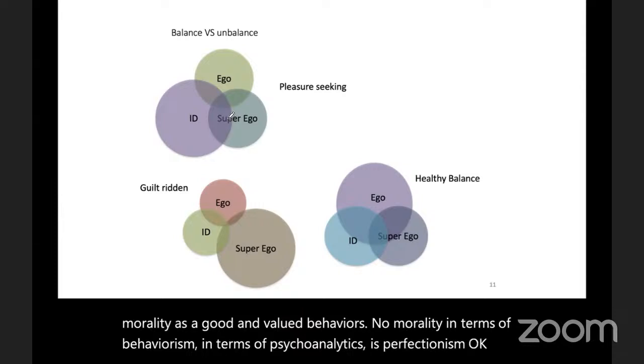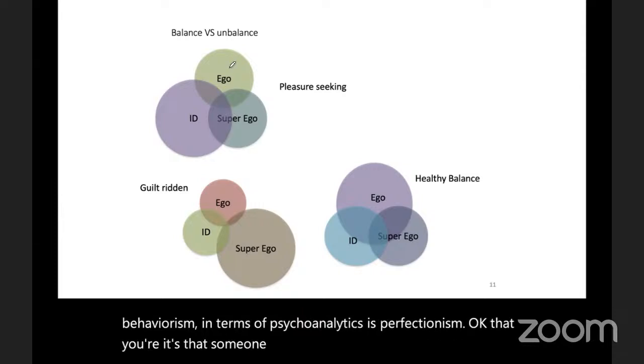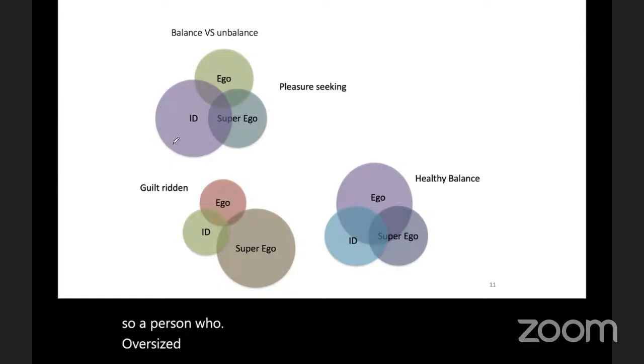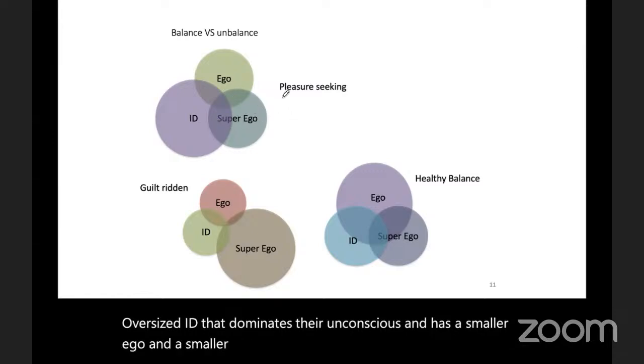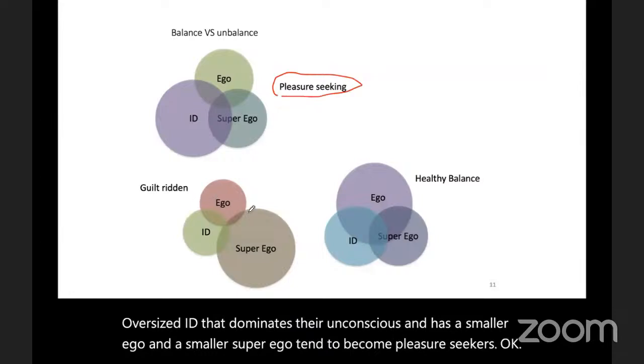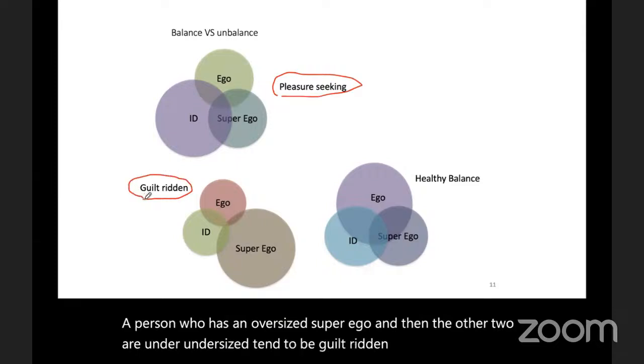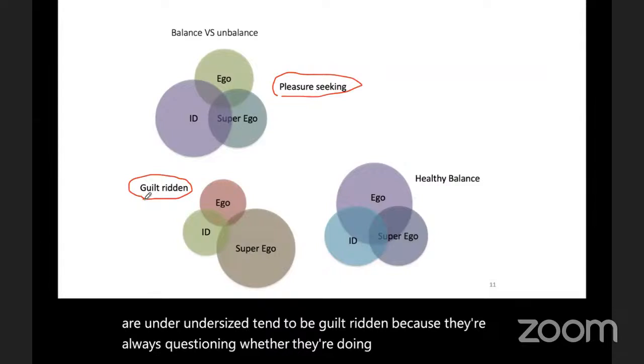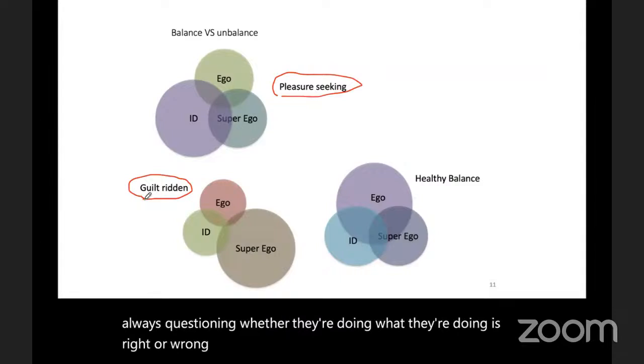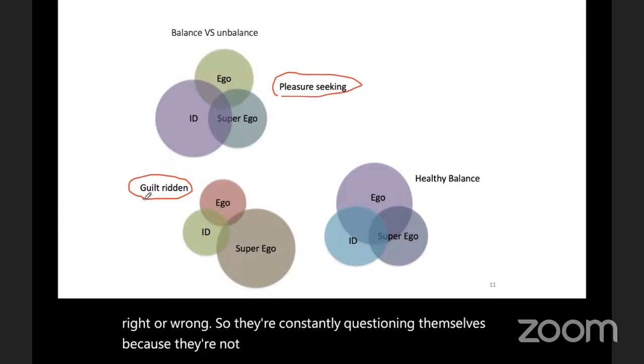Okay, so let's go through these. A person who has an oversized id that dominates their unconscious and has a smaller ego and a smaller super ego tends to become a pleasure seeker. Okay. A person who has an oversized super ego and then the other two are undersized tends to be guilt-ridden because they're always questioning whether what they're doing is right or wrong. So they're constantly questioning themselves because they're not meeting that perfectionist place that they feel they should be.